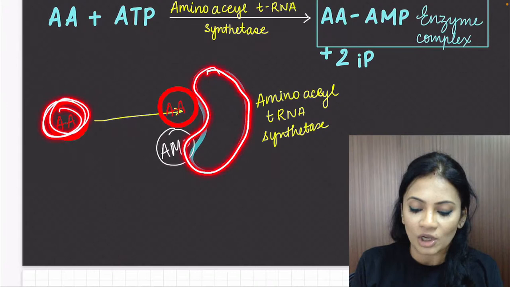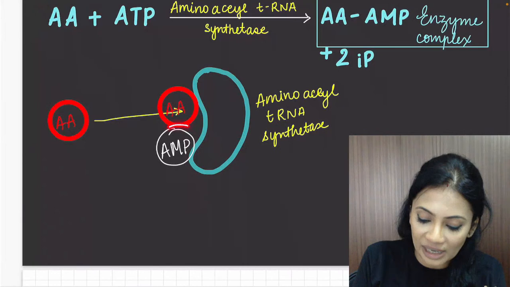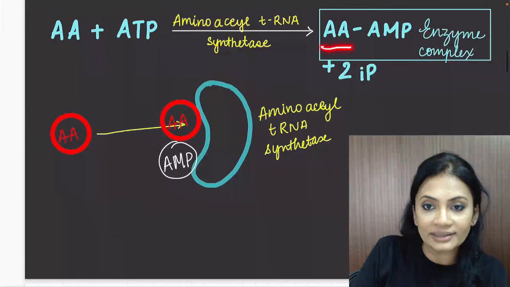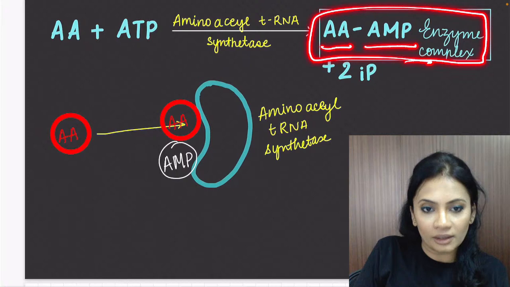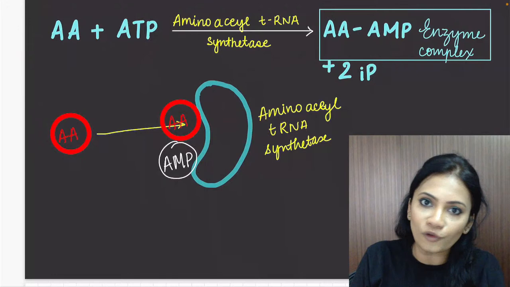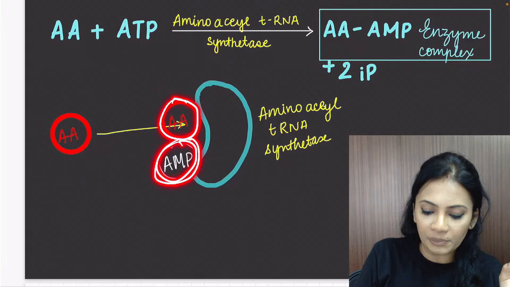So you want to attach the amino acid with the enzyme. So what is used up? Two phosphates are used up. What are you left with? You're left with AMP. So now what you have here, the amino acid with the enzyme and the AMP together, is called the amino acid AMP enzyme complex. In order to bring that amino acid towards the enzyme, we had to utilize two phosphates. Out of ATP, if two phosphates are used, you're left with AMP. So you have your amino acid, your AMP, and your enzyme.